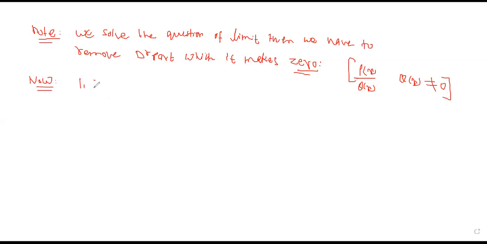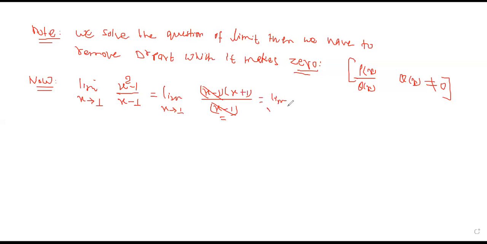Now, if you take the previous question, limit x tends to 1, (x square minus 1) divided by (x minus 1), you can write x square minus 1 as (x minus 1) into (x plus 1), divided by (x minus 1). This cancels, because it makes zero, so it will be limit x tends to 1 of (x plus 1), equal to 1 plus 1, equal to 2. Got it? Yeah. Okay.